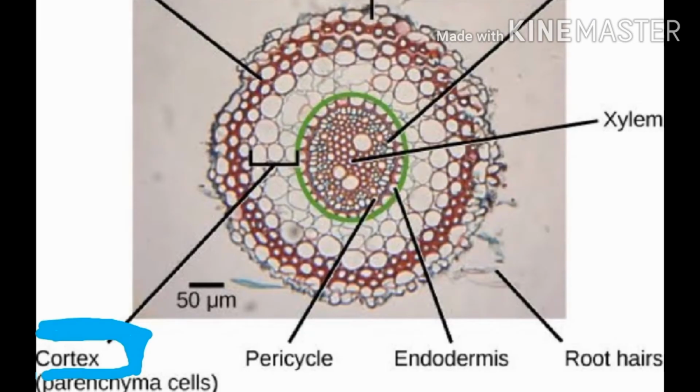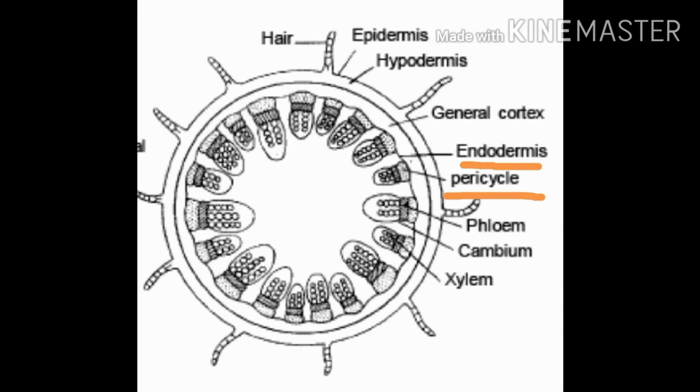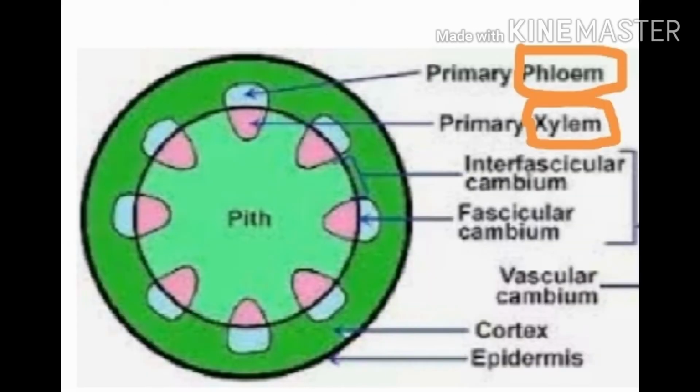The next one is cortex. It is a region which lies between epidermis and vascular tissues. Cortex is made up of mostly parenchymatous tissue, which stores carbohydrates, latex, oils, resins, etc. Next, endodermis, which is next to cortex, and it is the outer covering layer of vascular tissues. It consists of Casparian stripes, which are cell wall material. And the next one is pericycle, which lies just below the endodermis and is made up of parenchyma and sclerenchymatic cells.